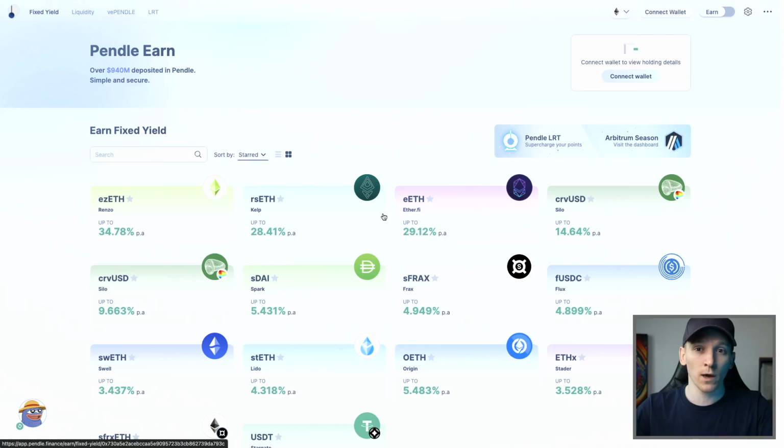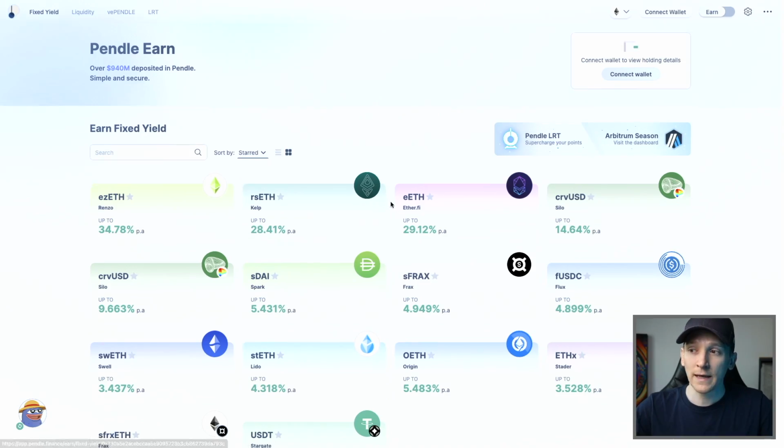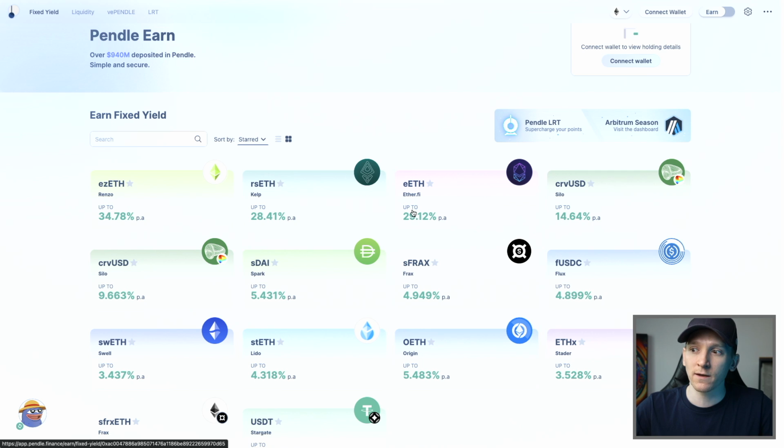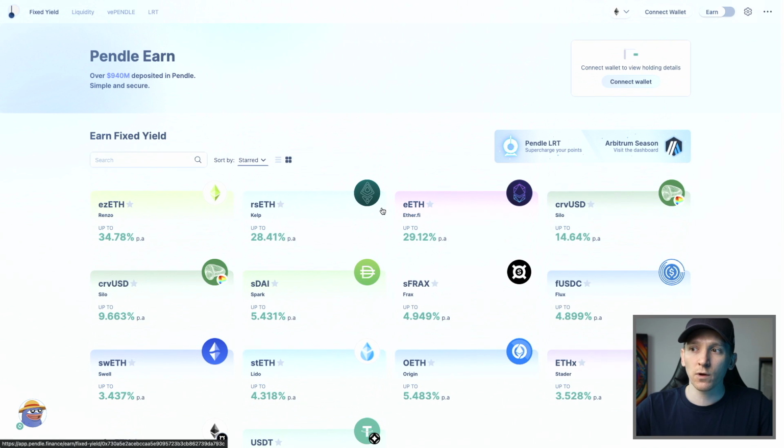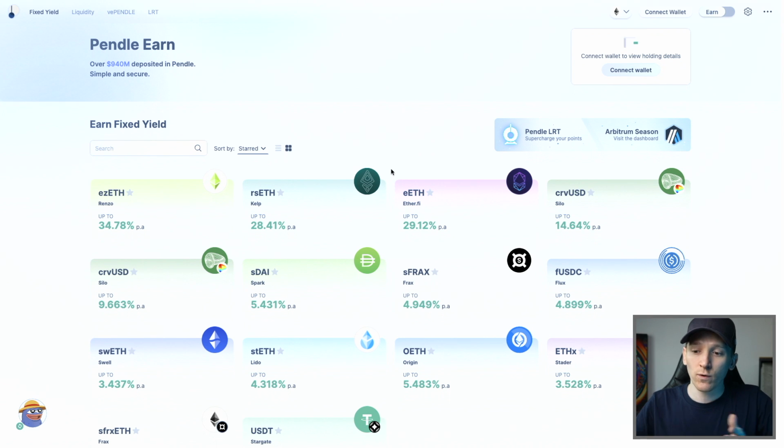Pendle works by splitting off the yield of all the tokens that we own. There are many of these in crypto. For example, ETH staking tokens pay a yield. Stablecoins across DeFi earn yields as well. So what we can do if we own these tokens is to split off the rights to the yield that we're going to earn. And then we can sell that to someone else.